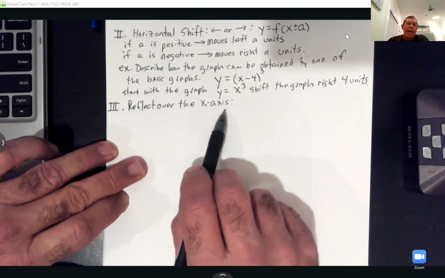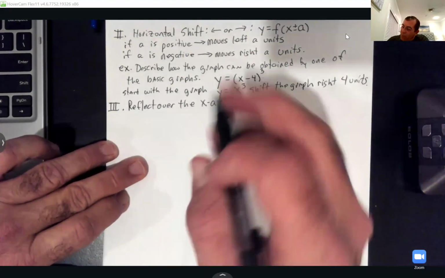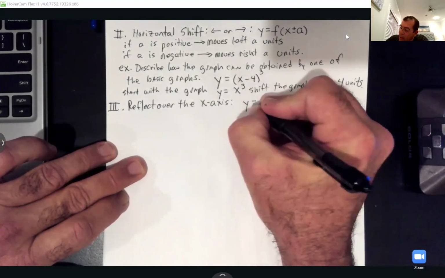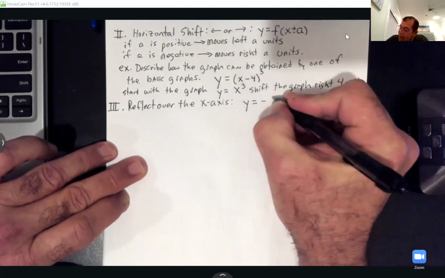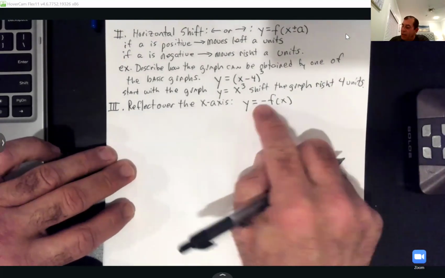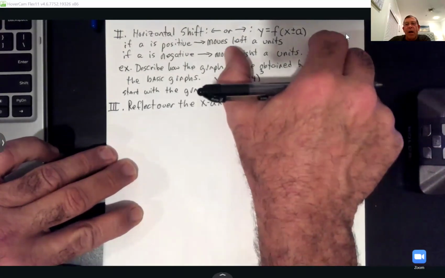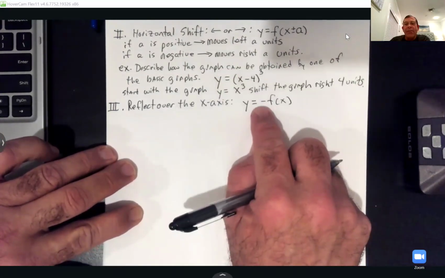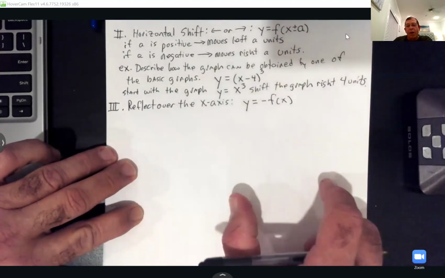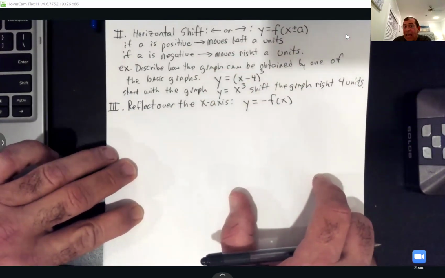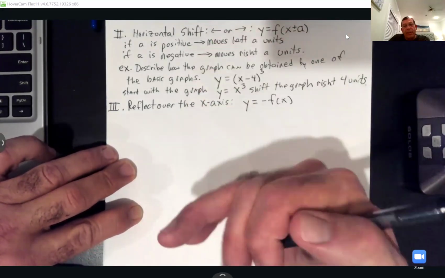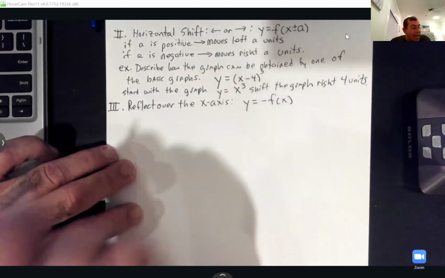Okay. Now, to reflect the graph over the x, I'll have something like y equals negative f of x. So what this negative does, if all your y values were positive, by putting that negative in the front, it's going to take all them positive numbers and throw them down to the negative side. So it's going to take your graphs and it basically flips them over the x-axis, okay?